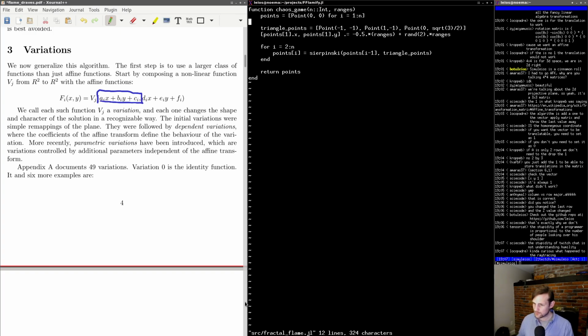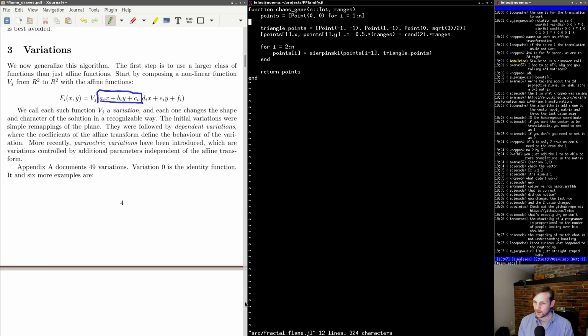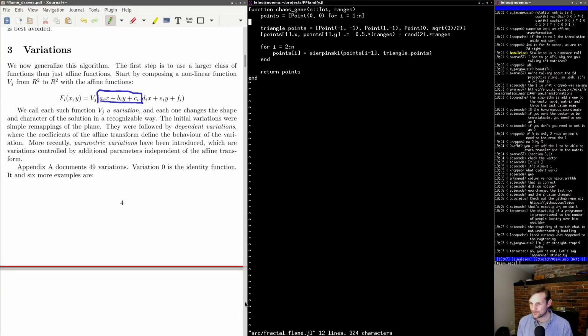Kind of curious about what happened to ray tracing. Ray tracing is done for now. I'm just straight stupid. That's also fair. No, you're not. Let's just say apparent stupidity. Kind of curious. Okay, so what happened with ray tracing?